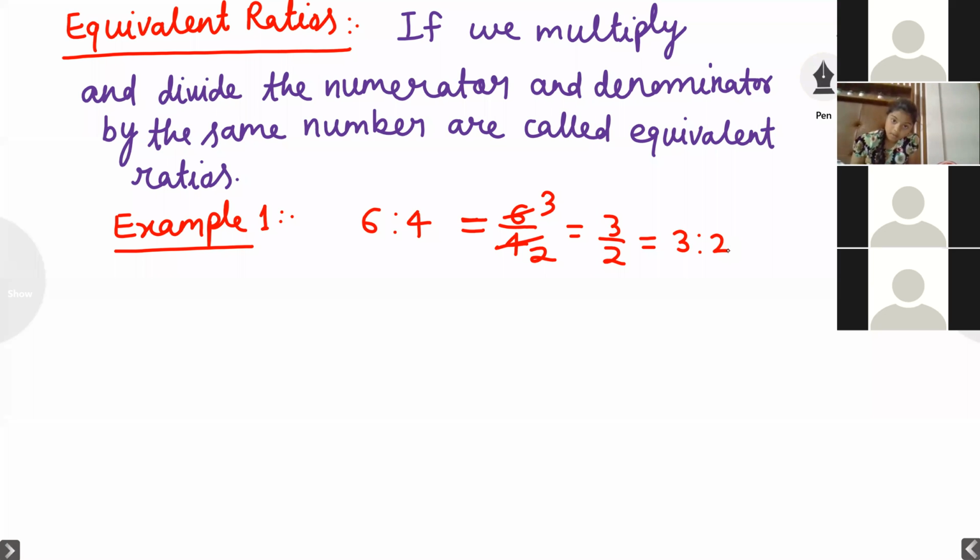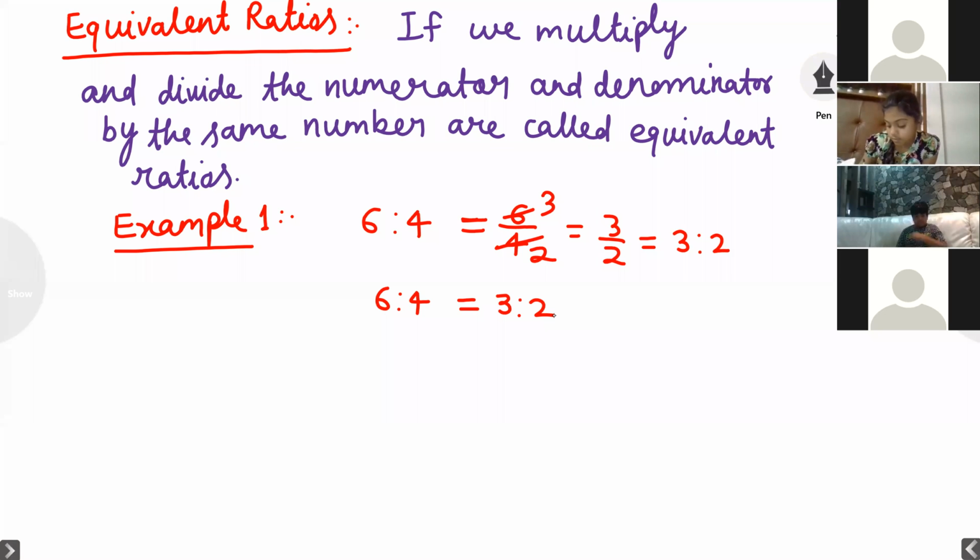We can say 6:4 is equal to 3:2. It is looking different, but when we simplify, both are equivalent ratios. Here what we have done? We have divided by 2 into numerator and denominator. 6:4 is equal to 3:2.